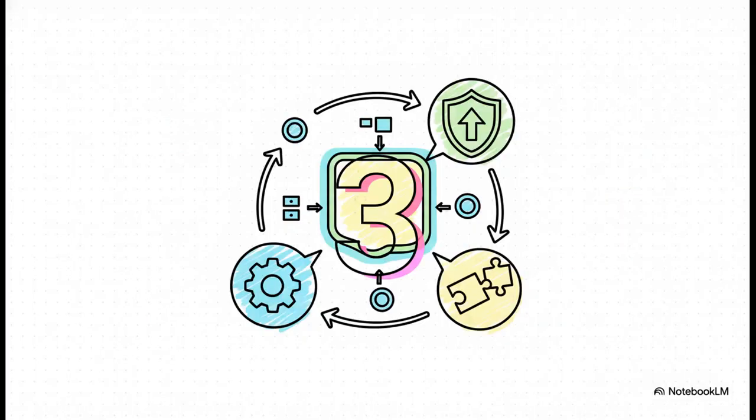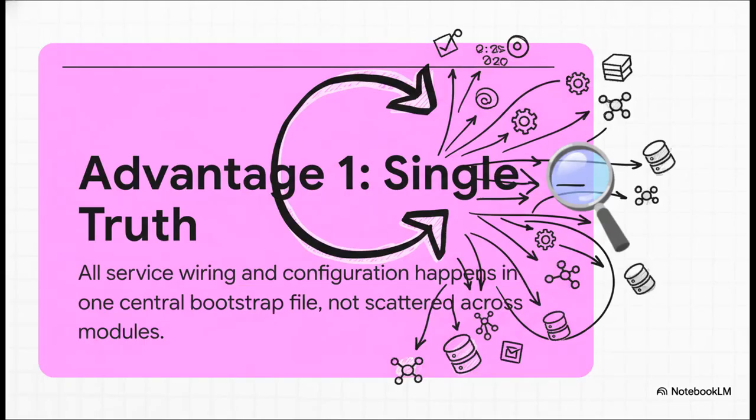Now, I've mentioned the service container a few times. It really is the heart of this entire architecture. And using it gives you just three massive, game-changing advantages that will fundamentally change how you write code. Advantage number 1, you get a single source of truth. All the setup and configuration for your services lives in one central Bootstrap file. That's it. No more hunting through dozens of files trying to figure out where an object is coming from. It makes your code dramatically easier to understand, to debug, and to maintain.